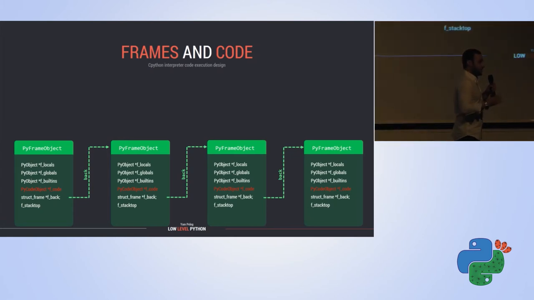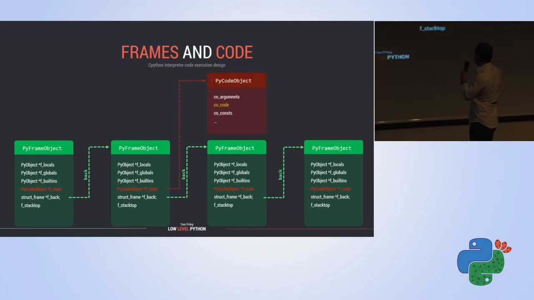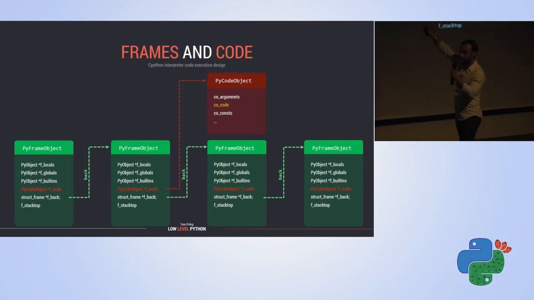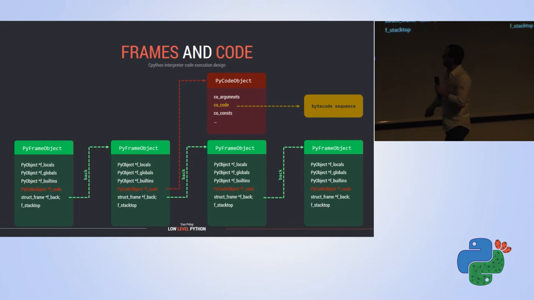Each frame is represented by a PyFrame object. Everything is an object. And when you recursively go into a function, you basically create a new frame, which goes to the file that we saw before, and this file extracts the code object from this frame, and this code object has co_code, and these are the bytecodes of the actual code.